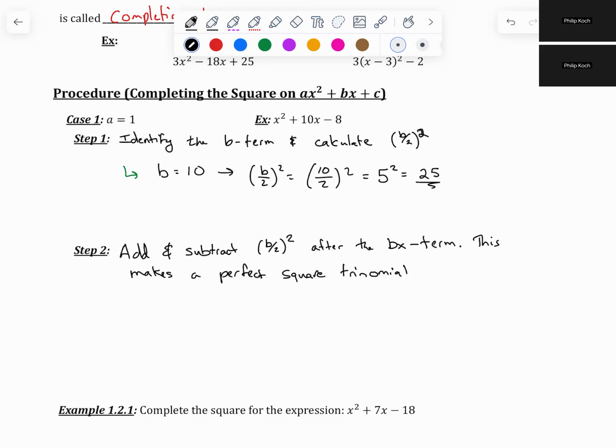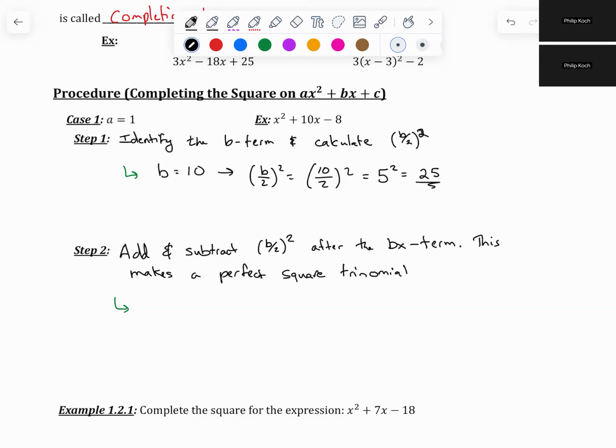Then, once you've done that, either jot it down on paper or keep it in your brain, you're going to add and subtract that. So in this case, 25, you're going to add and subtract that right after the bx term. This is going to make a perfect square trinomial. I'll let you write that down because I didn't write it down this time. So add and subtract b over 2 quantity squared after the bx term, and this will make us a perfect square trinomial, and therefore completing the square.